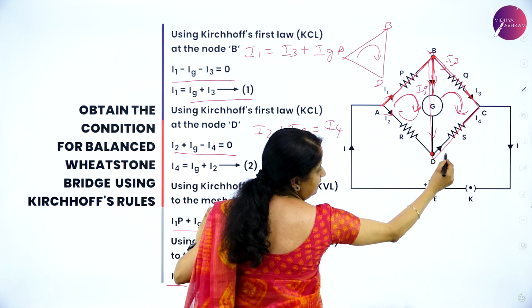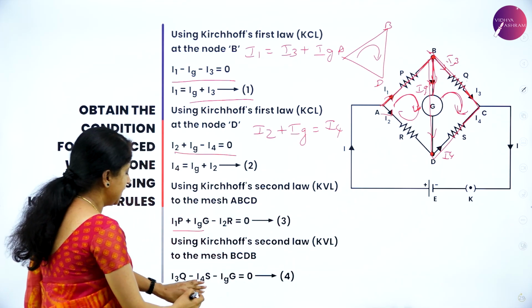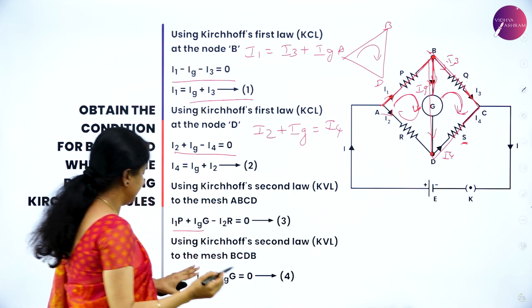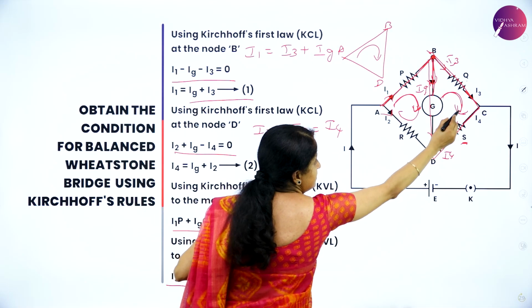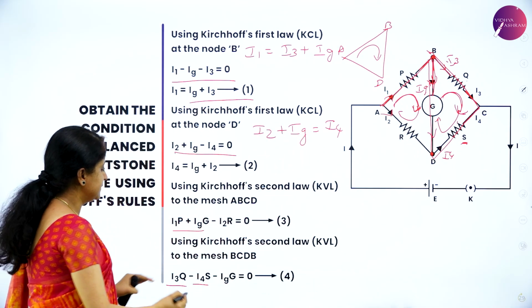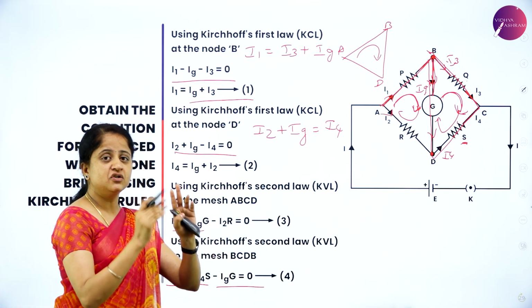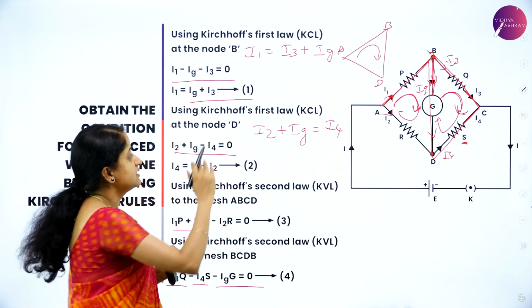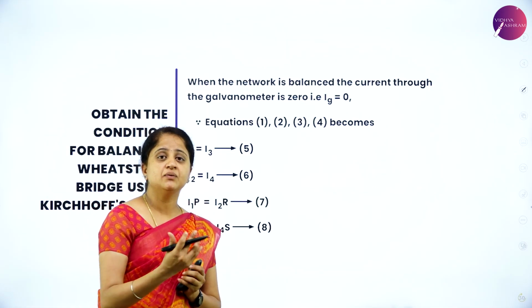And here you can observe I4 is opposite to our direction of observation, and hence it is minus I4, and the resistance we use here is S. So it is minus I4 into S, and the direction of observation is going along this way, which is opposite to the direction of IG, and hence it is minus IG is equal to 0. These are the 4 equations according to KCLs to particular nodes, that is B and D, and KVLs to 2 particular mesh.